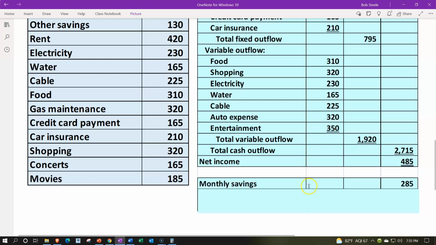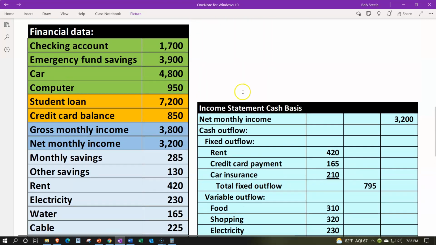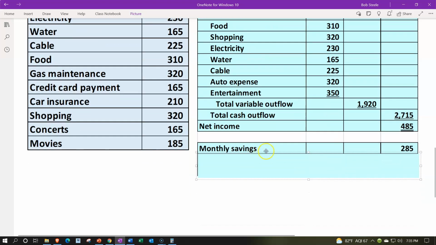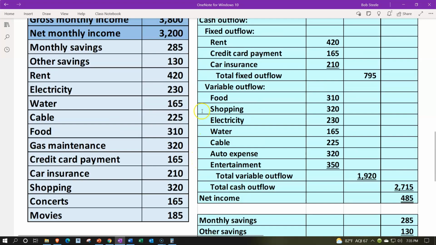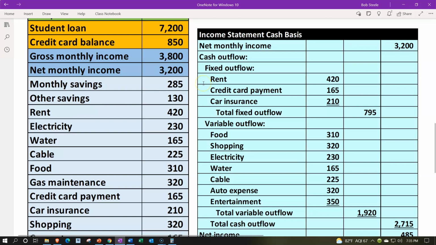Then we've got the 485 excess, and we're going to say that we've committed to putting 285 into savings. 285 we committed to, and then we had the other savings account of the 130. So we're putting 285 and 130 into savings, which gives us a surplus after the savings of the 70. Notice that if we're committed to these savings down here, you could think of them as a cash outflow and kind of like a fixed cost in essence, if you're thinking you're automatically going to put so much into a savings account.